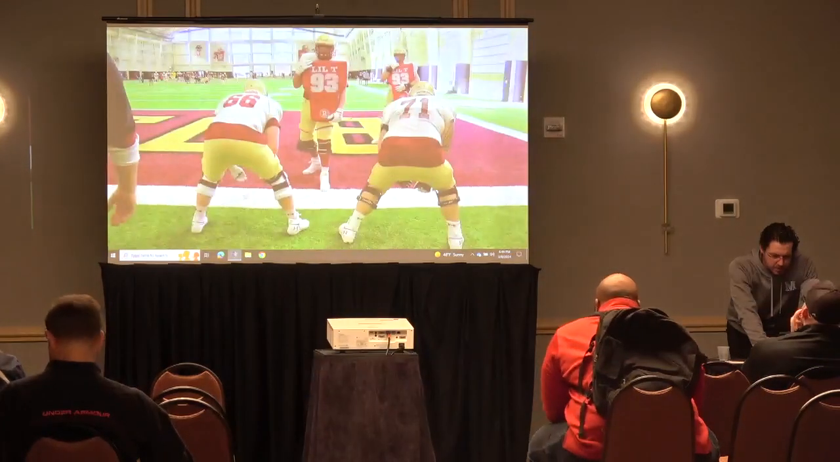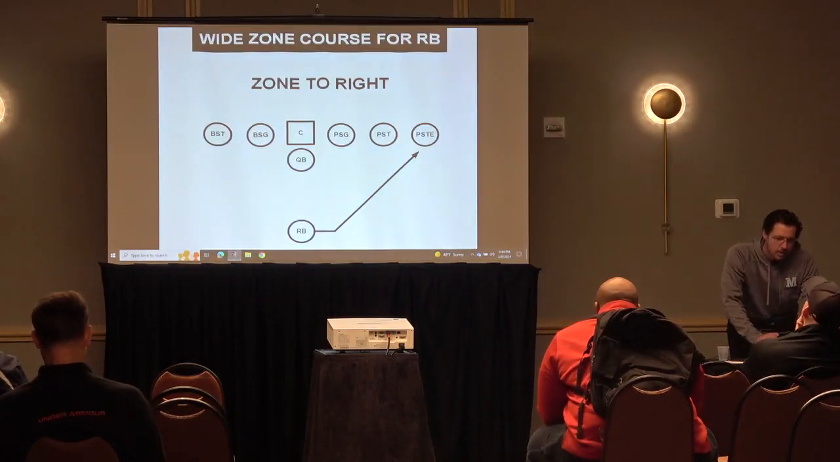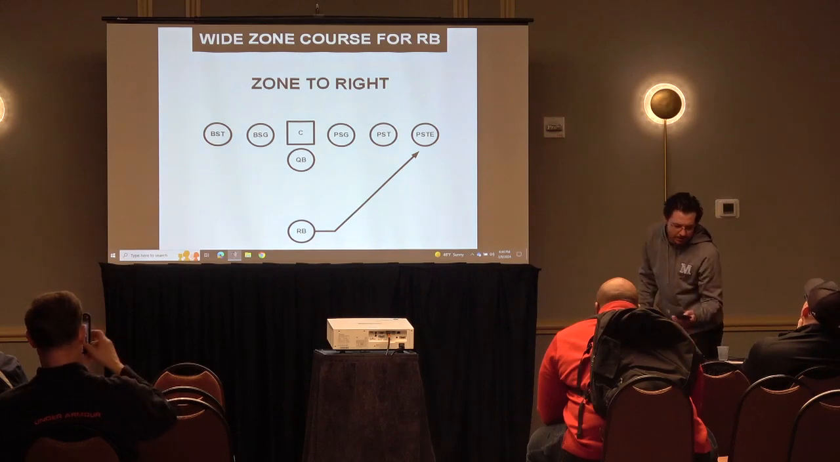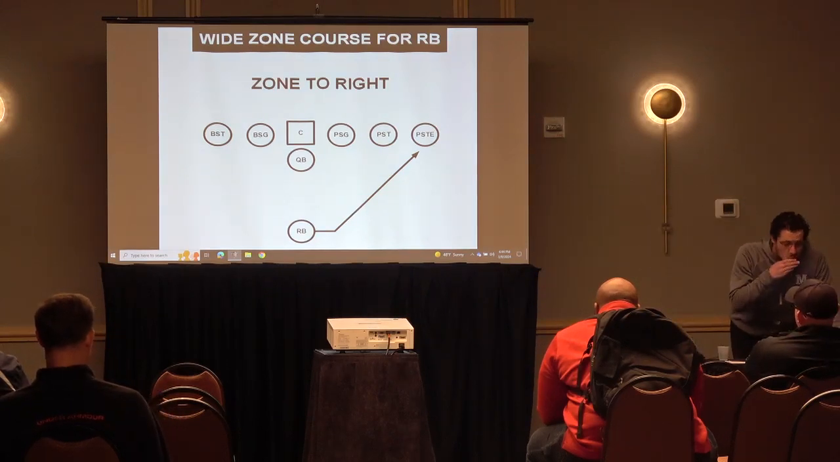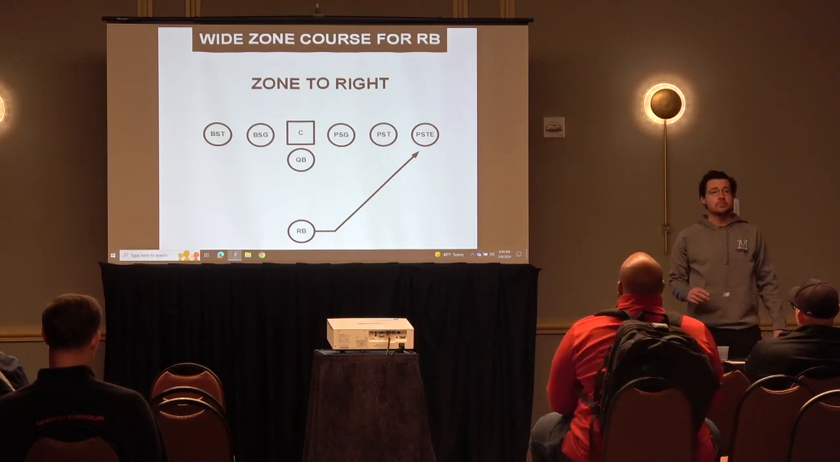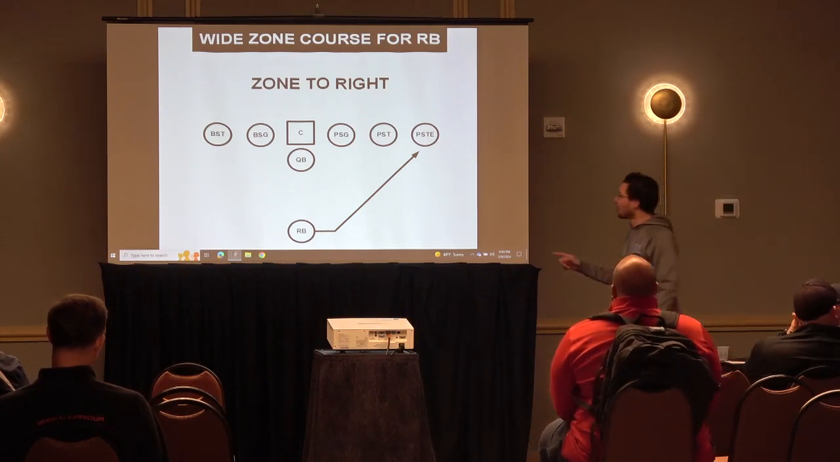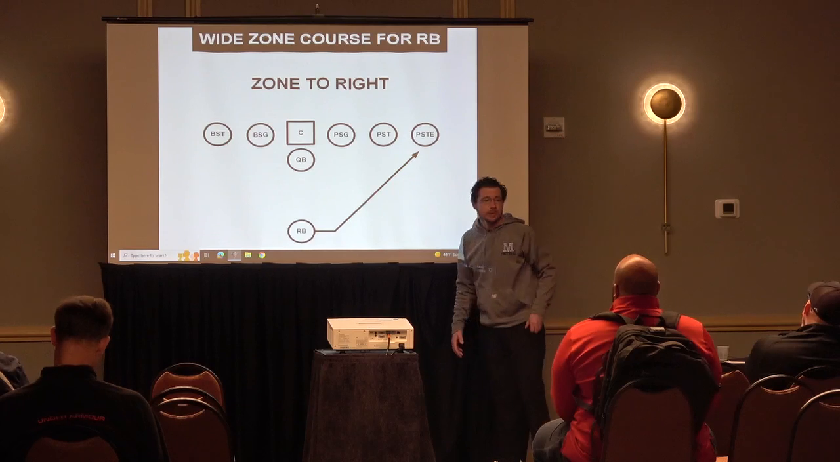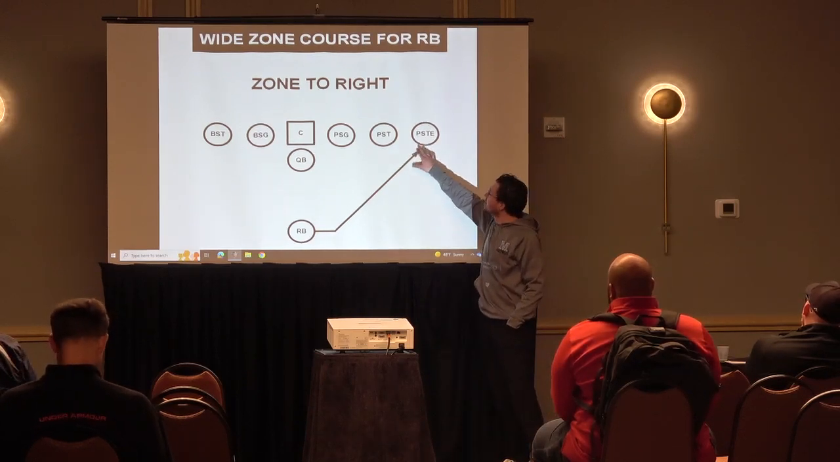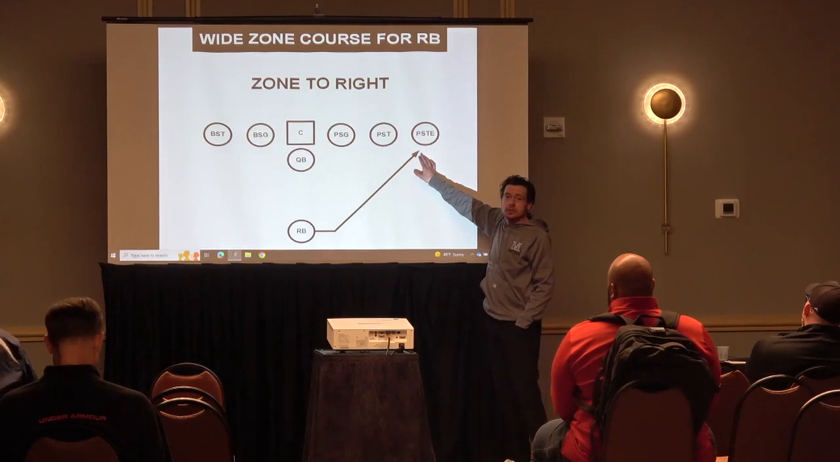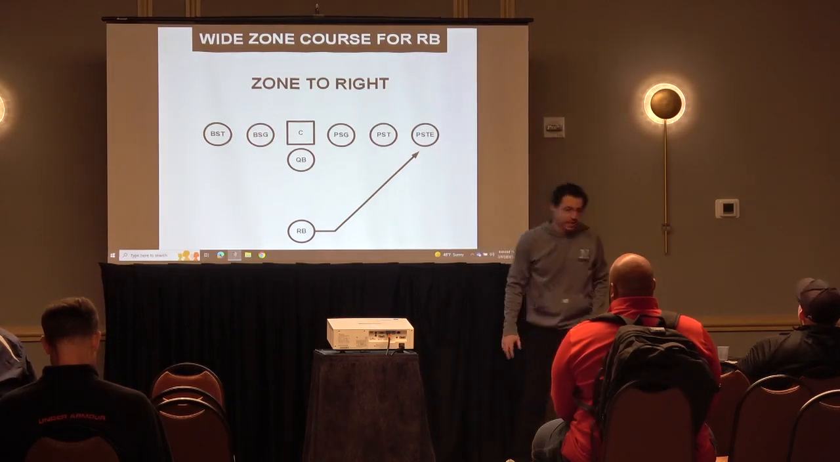Okay, we'll skip this. Wide zone. Okay, wide zone now. The aiming point for our back is in front of the tight end on an outside zone, wide zone. If there's not a tight end there, go pretend like there is. You're right at the same spot, ghost tight end.